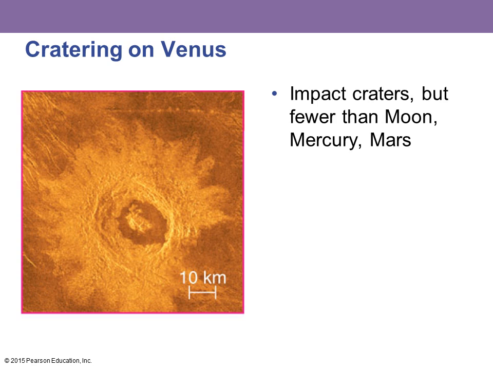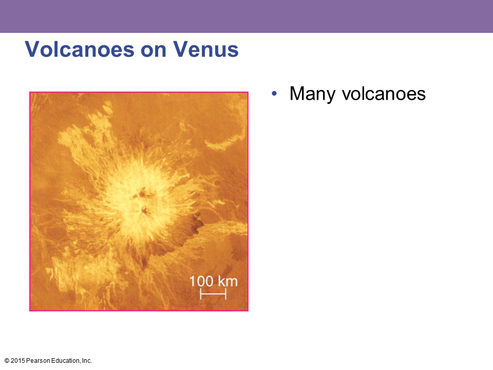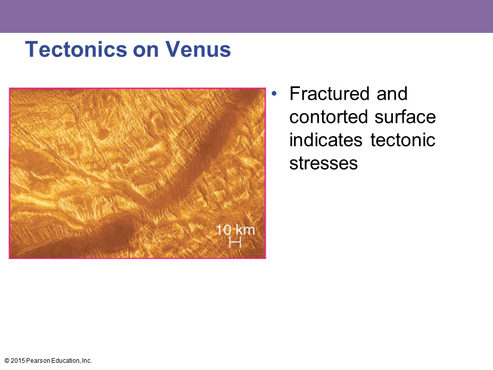There's been some cratering on the surface of Venus. These are impact craters, but it appears there are fewer than the Moon or Mercury or even Mars. There's volcanoes on Venus, quite a few of them. So that would indicate that magma was coming up from the interior and spilling out in the form of lava and spreading out, forming these cones. There are fractures on the surface of Venus. So those fractures, being cracks or places where stress was relieved between parts of the crust, indicate that there was some kind of plate tectonics going on.